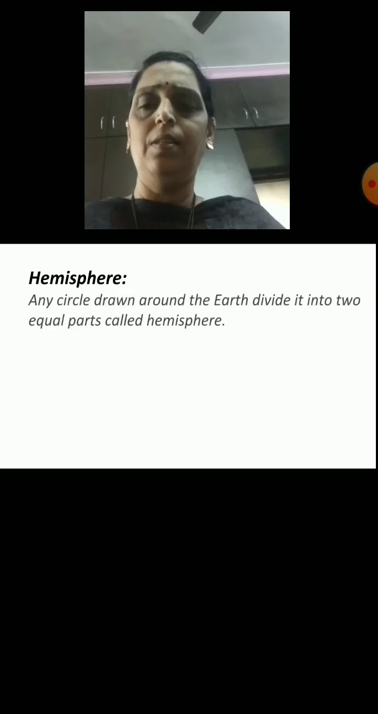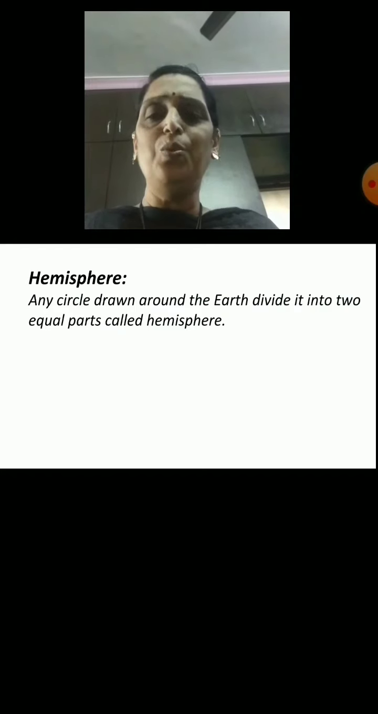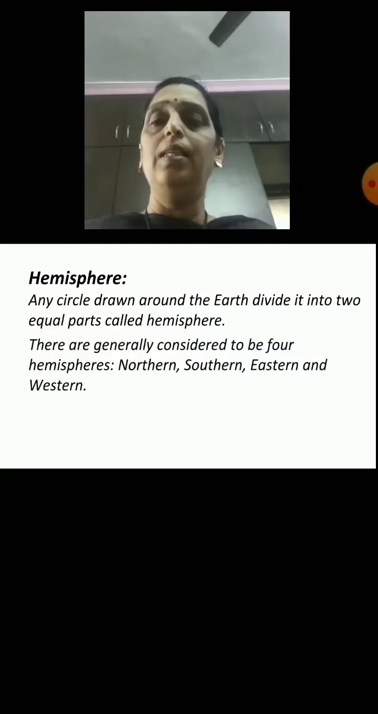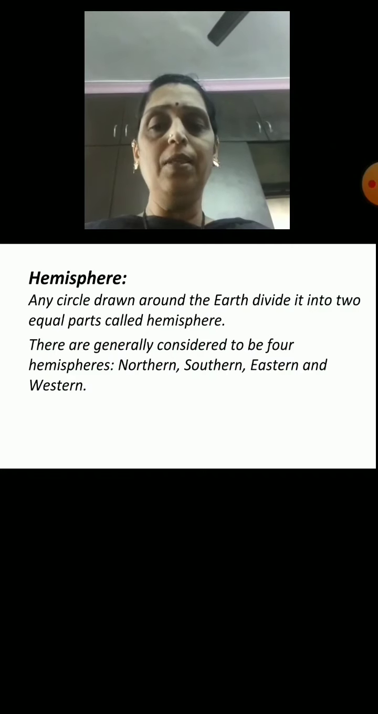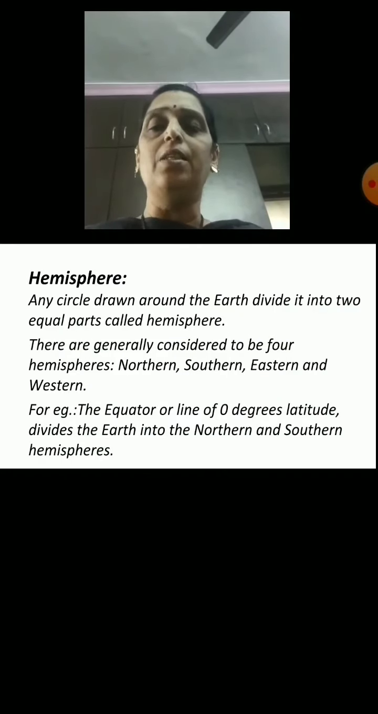Now, the next point was hemisphere. What is hemisphere? Any circle drawn around the earth divides it into two equal parts called hemispheres. There are generally considered to be four hemispheres: Northern Hemisphere, Southern Hemisphere, Eastern Hemisphere and Western Hemisphere. For example, the equator or line of 0 degrees latitude divides the earth into the Northern and Southern Hemisphere.